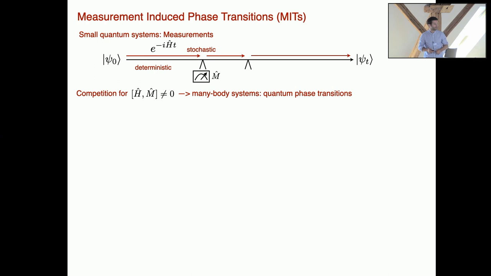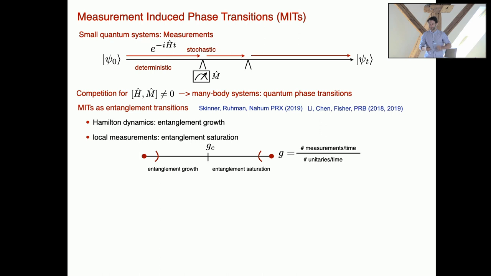And the question is then, of course, how can one see that? That was pioneered in these two ground-laying works. The picture is really simple. Hamiltonian dynamics will lead to entanglement growth, and if you put this in competition with local measurements, you should see entanglement saturation. In fact, these works have shown that at a finite competition rate of the number of measurements per unit time versus the number of unitaries per unit time, there is a transition.